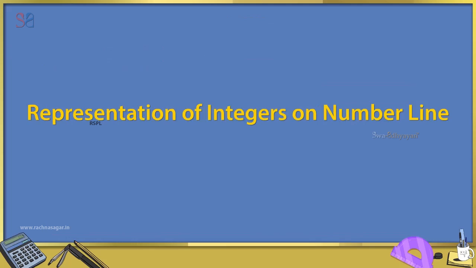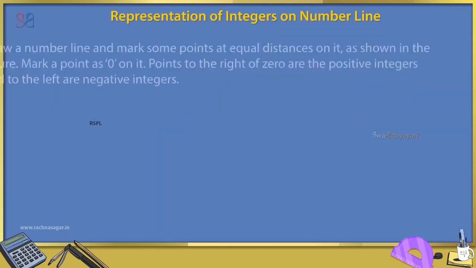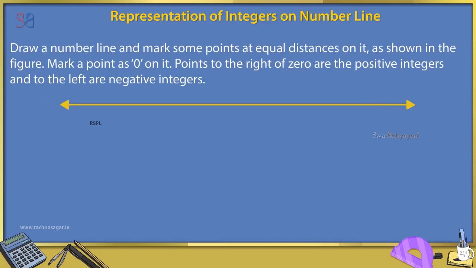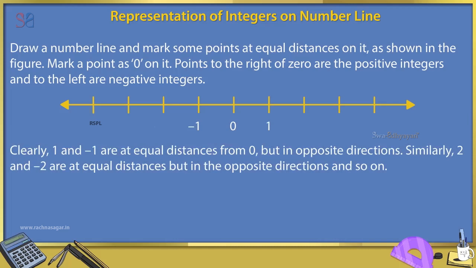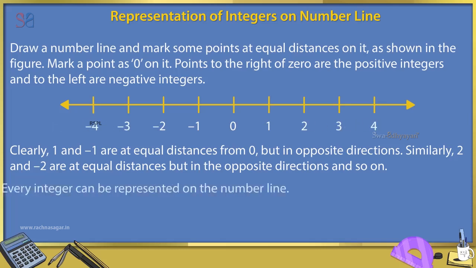Representation of integers on the number line. Draw a number line and mark some points at equal distances on it, as shown in the figure. Mark a point as 0 on it. Points to the right of 0 are the positive integers, and to the left are negative integers. Clearly, 1 and minus 1 are at equal distances from 0, but in opposite directions. Similarly, 2 and minus 2 are at equal distances, but in opposite directions, and so on. Every integer can be represented on the number line.